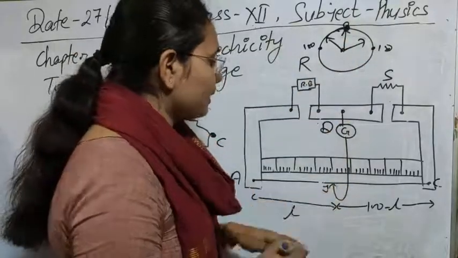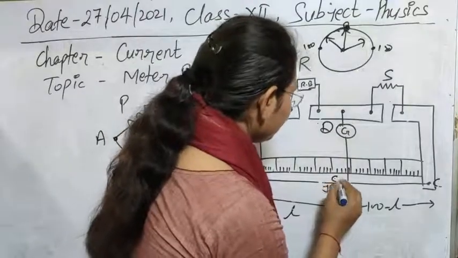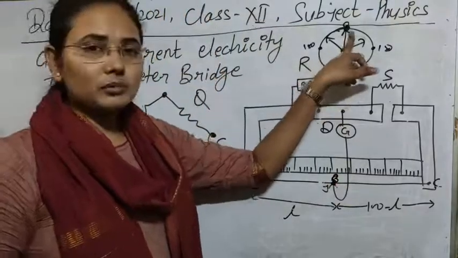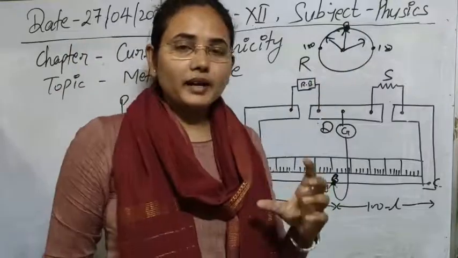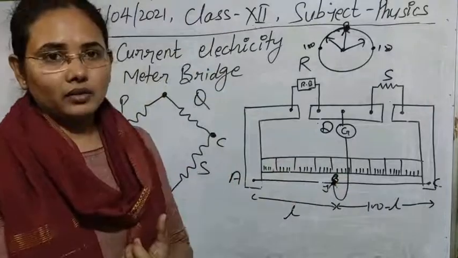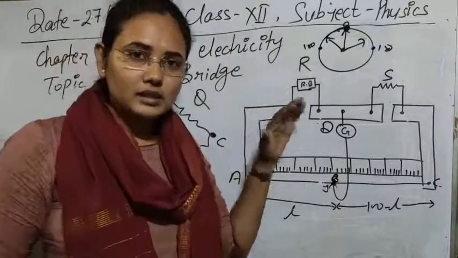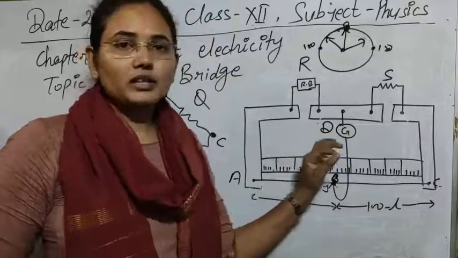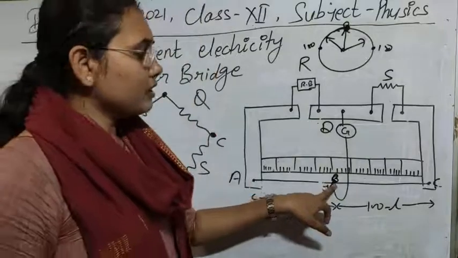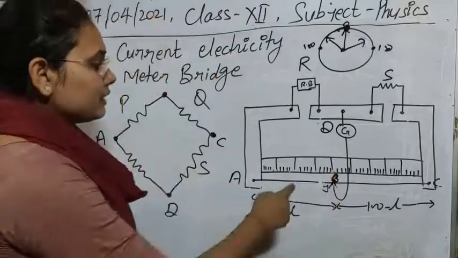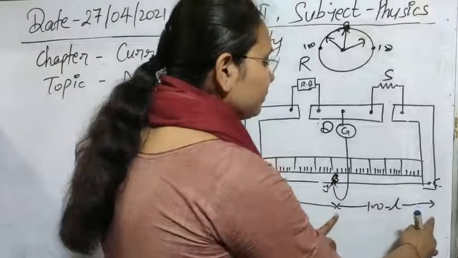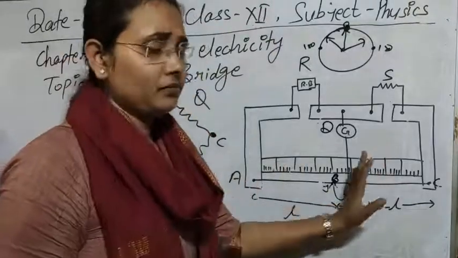Suppose this is point B. At this point we get 0 in the galvanometer. This time no current is flowing in the galvanometer; the galvanometer is not able to detect any current. So this is our null point. In this experiment we always do this: we move the jockey over the wire and detect where the balance point, the null point, is. Where this point is obtained, we mark it and measure its length from this end A. Suppose this length is L, then the remaining length will be 100 minus L. Obviously it is a 1 meter long wire.